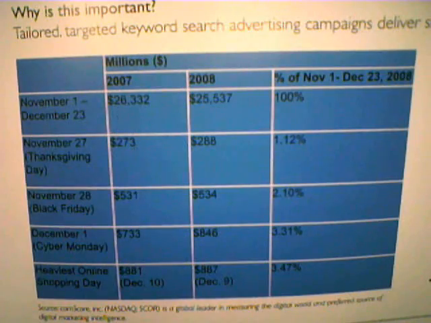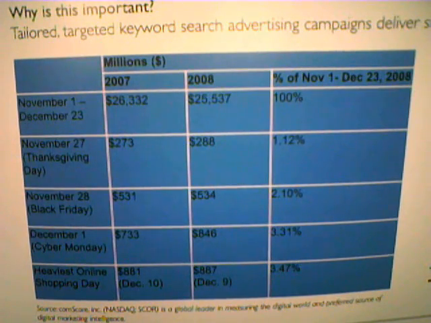Tip 3 is to sync your SEM campaigns with your holiday marketing promotions calendar. The holiday season is comprised of peak sales days where consumers spend the most amount of money and companies earn maximum profit. In order to tap into this success, retailers need to align their SEM campaigns with this calendar.